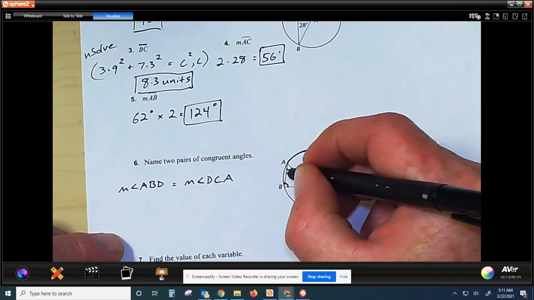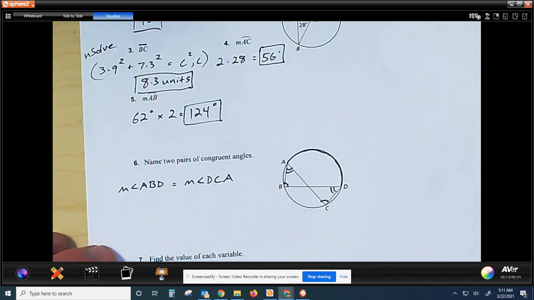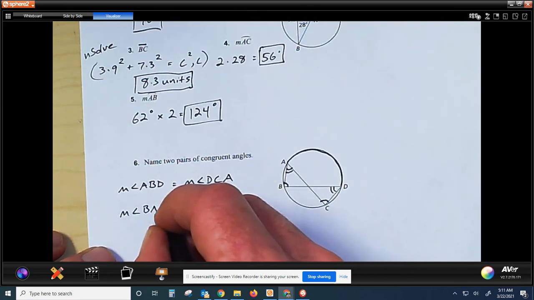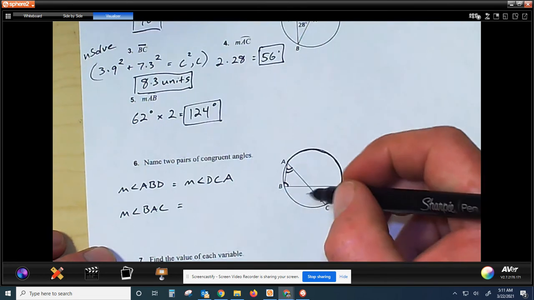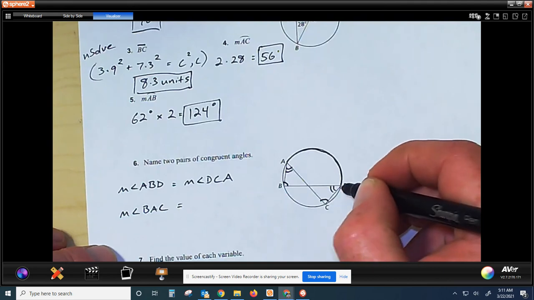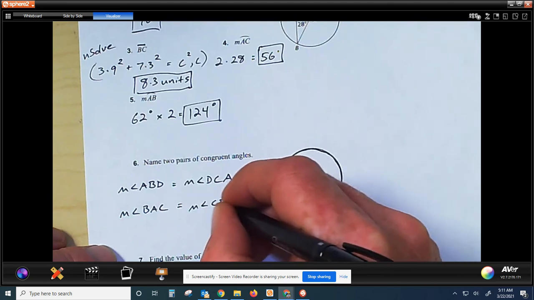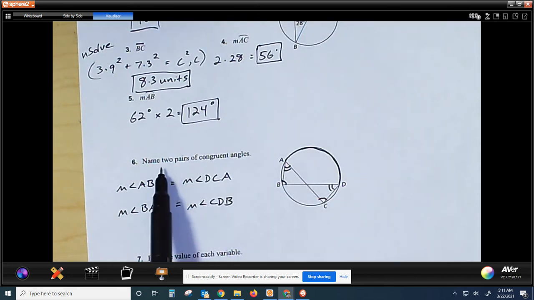This is another one. Those are congruent angles. The measure of angle BAC is equal to CDB. Okay. One more concept I want to throw in. This is the two pairs they're thinking of.